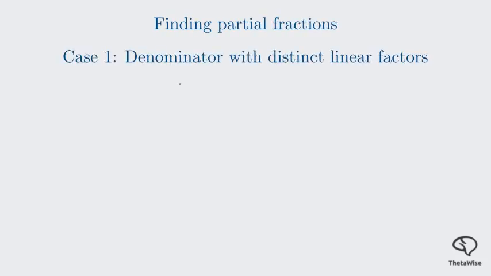For a fraction f of x over the product of two distinct linear factors, the partial fraction decomposition is a over the first factor plus b over the second factor. This is the simplest and most common case we'll handle. Notice the numerators are just constants, a and b. This is always the case when the denominator is a linear factor.